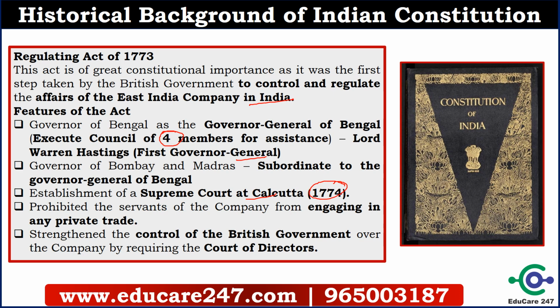This prohibited the servants of the company from engaging in any private trade because there was a lot of corruption by the different servants of the company. That's why it prohibited the servants of the company from involving themselves in any private trade. It strengthened the control of the British government over the company by requiring the court of directors. So the court of directors was introduced with the help of this act.